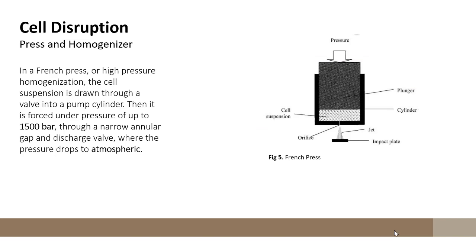In a French press or high pressure homogenization, the cell suspension is drawn through a valve into a pump cylinder, then it is forced under pressure of up to 1500 bar through a narrow annular gap and discharge valve, where the pressure drops to atmospheric.